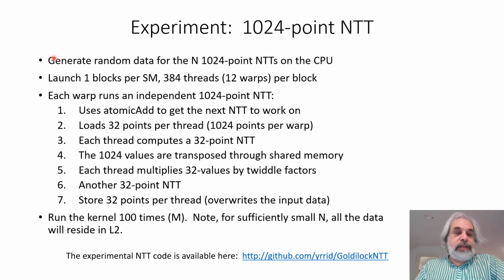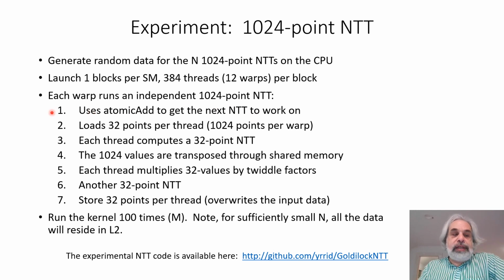So let's look at the full experiment here. The first thing we're going to do is generate n of these 1024-point NTTs on the CPU. We're going to generate the data for it. We're going to launch 1 block per SM, and each block is going to have 384 threads, which is 12 warps. So each block can essentially work on 12 1024-point entities simultaneously.